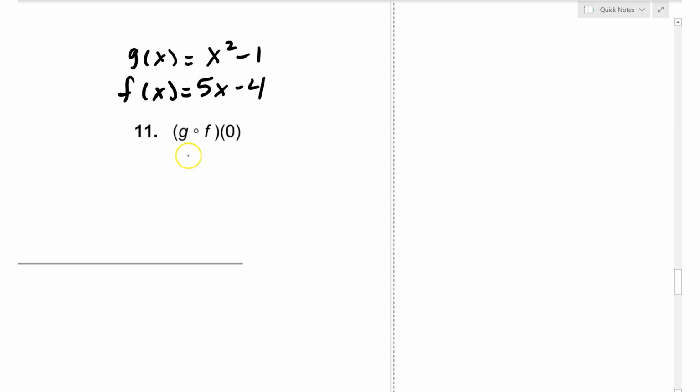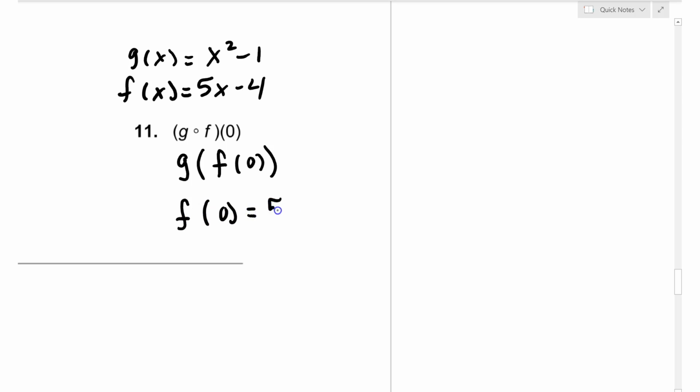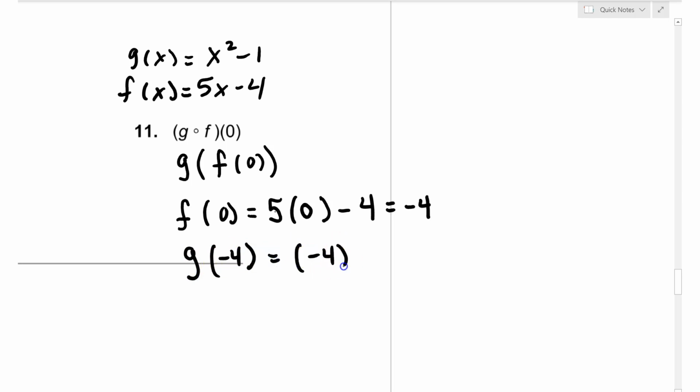So what you're going to do is try to figure out g of f of 0. The first step is to find f of 0. f of 0 is 5 times the input minus 4. 5 times 0 is 0, so you're left with negative 4. That becomes the input for g. So you have negative 4 squared minus 1. Negative 4 squared is 16, minus 1 is 15. So g of f of 0 is 15.